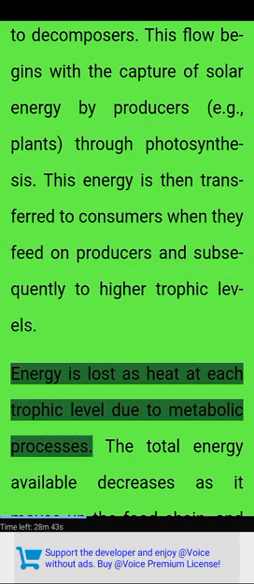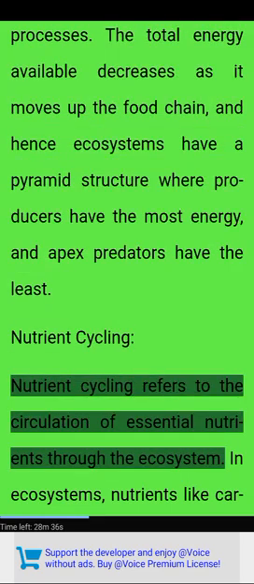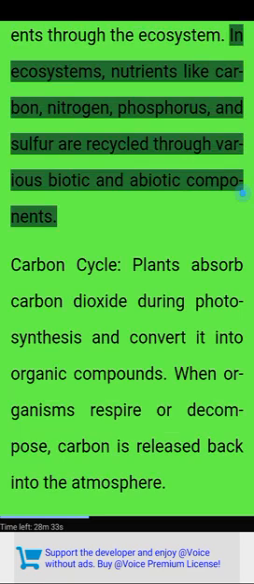Energy is lost as heat at each trophic level due to metabolic processes. The total energy available decreases as it moves up the food chain, and hence ecosystems have a pyramid structure where producers have the most energy and apex predators have the least. Nutrient cycling. Nutrient cycling refers to the circulation of essential nutrients through the ecosystem. In ecosystems, nutrients like carbon, nitrogen, phosphorus, and sulfur are recycled through various biotic and abiotic components.